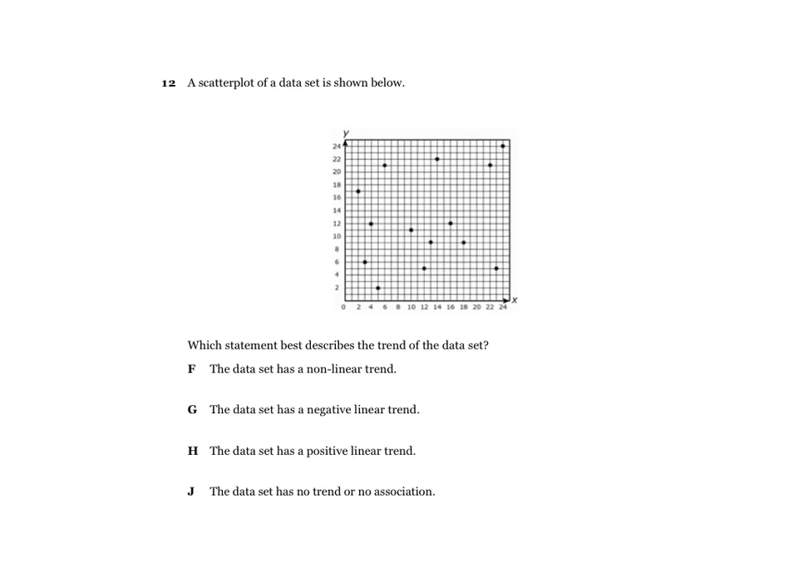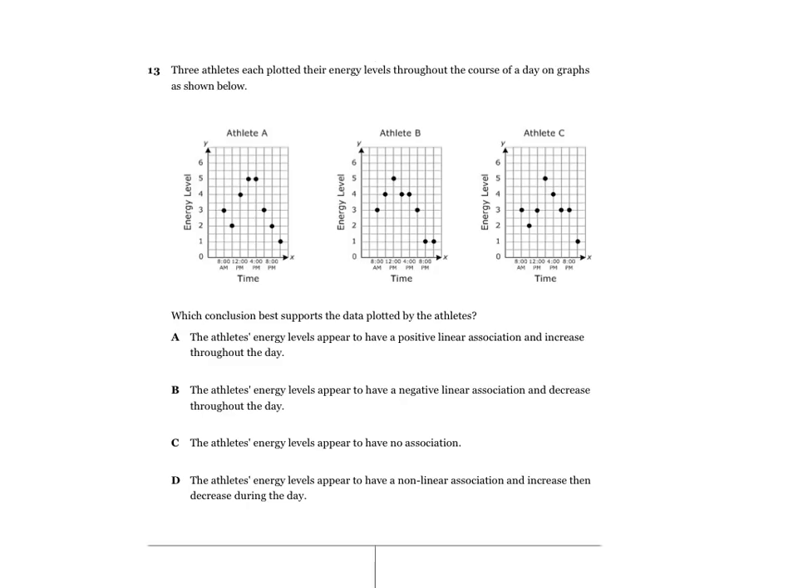Looking at number 12, the dots that we have are just all over the place. So we already know that this is not going to be linear, okay? So it's got to be nonlinear, but there's really no association. If I look at my x values, x could be any number, and I could get just about any y value back out of it, meaning that there's absolutely no correlation here. So on this one, the answer is going to end up being J. The data set has no trend or no association.